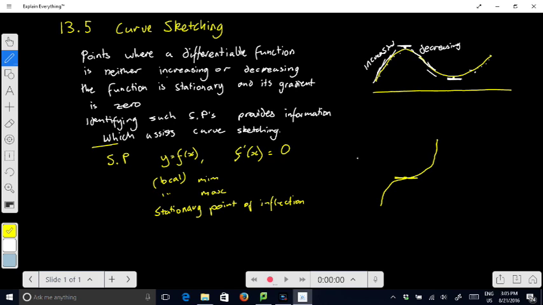The word local means that the point is a minimum or maximum in a particular locality or neighborhood. So we might have lots of different turning points or maximum turning points. This one here has a local maximum relative to its neighboring points, whereas over here we've got other maximum points. So we say a local minimum or maximum when there's more than one such point.